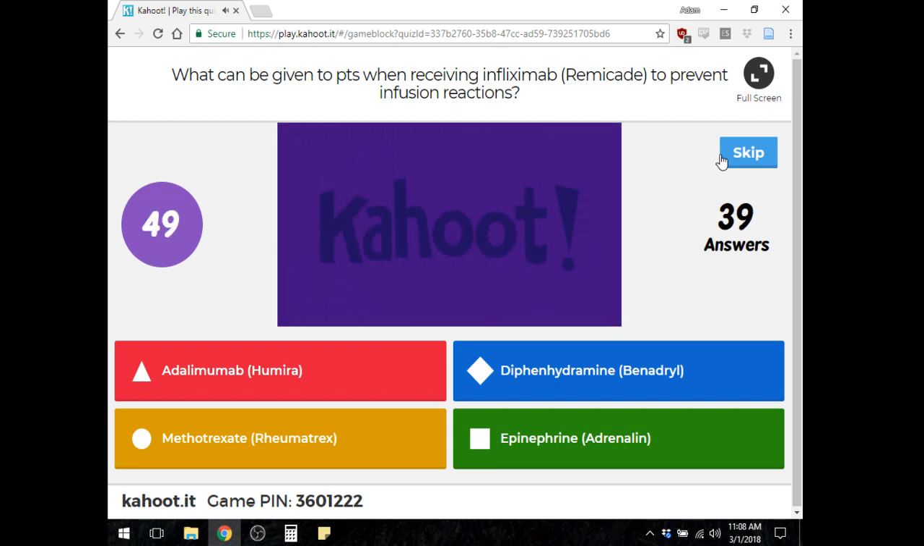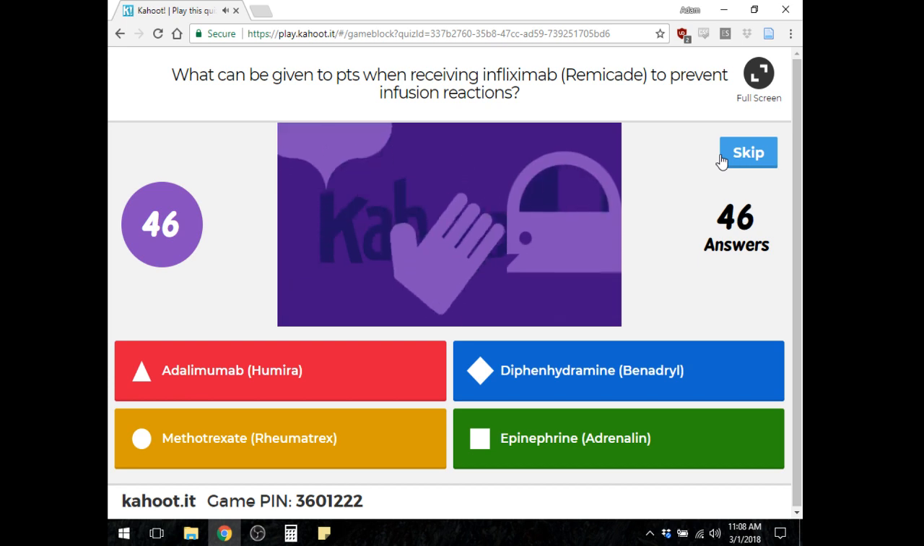Can I give them some adalimumab, some methotrexate, some epinephrine, diphenhydramine?